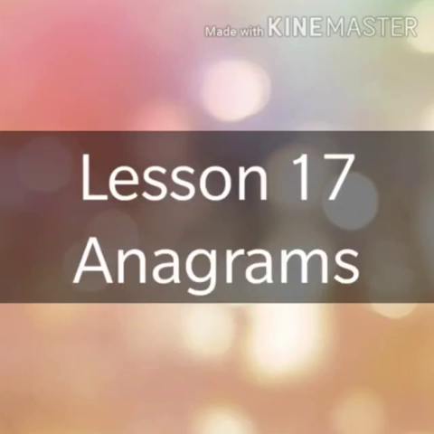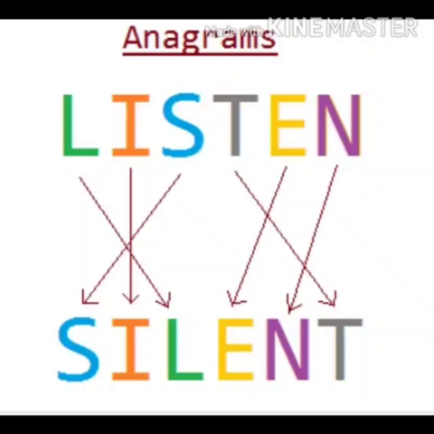Hello children, today we are going to learn the next new lesson in GK, that is lesson number 17, Anagrams. So an anagram is a word made by changing the order of the letters of another word. For example, but is an anagram of tub.